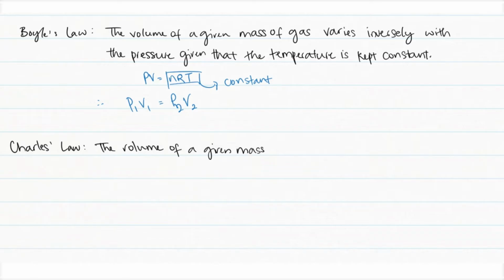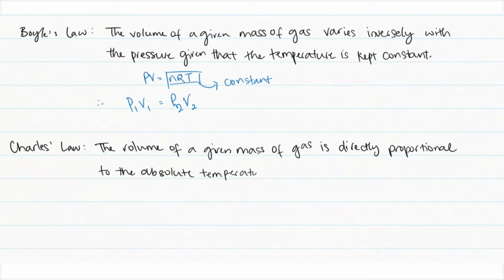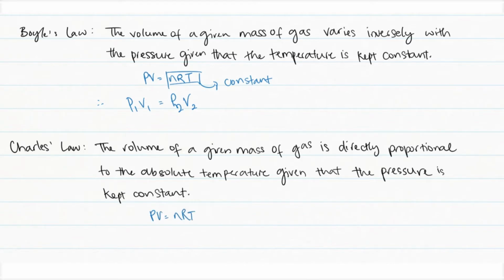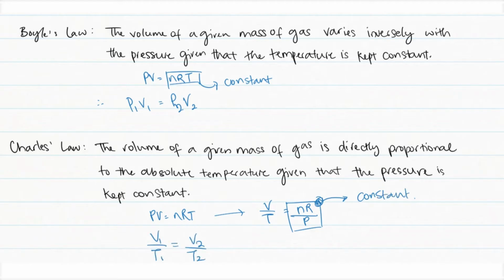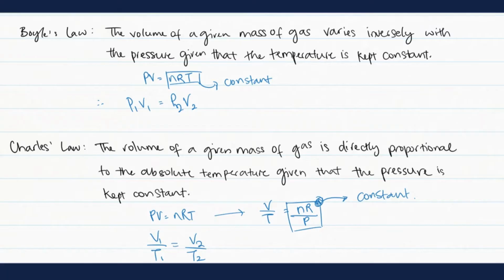And then they wanted you to state Charles's law. This law compares volume and temperature when pressure is held constant. So the volume of a given mass of gas is directly proportional to its absolute temperature, given that the pressure is held constant. Similarly, if we rearrange the ideal gas equation, we'll be able to represent Charles's law with the equation V1 over T1 is equal to V2 over T2.